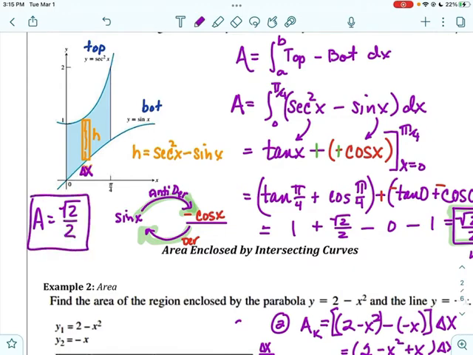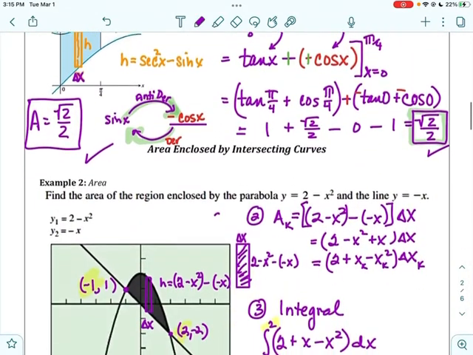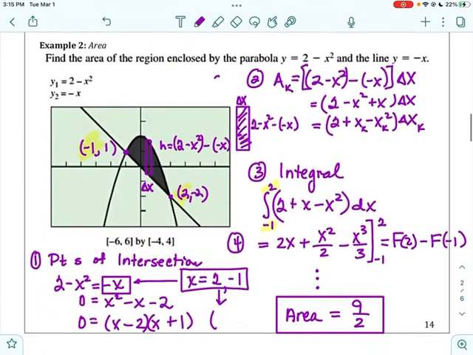Okay, now we did go over this. I just want to make sure that if there are any questions, you have them answered. So I'll give you a chance to look at what we did in case you missed any lines of the problem. Let's move on to example 2 with area.